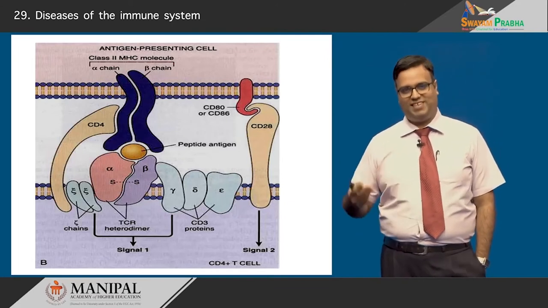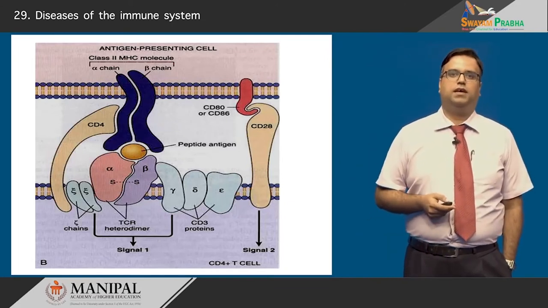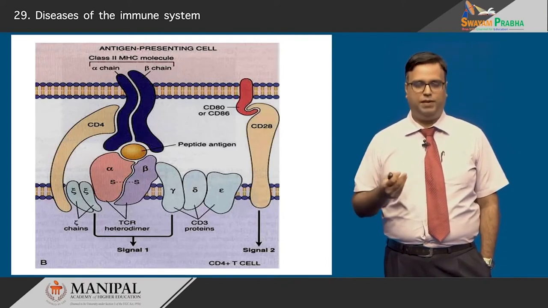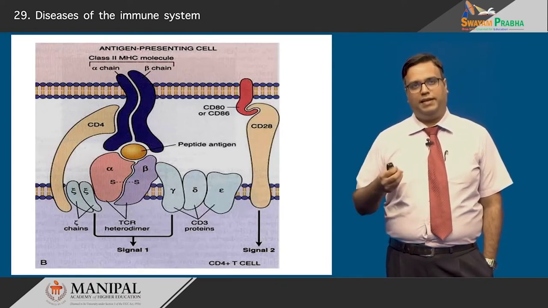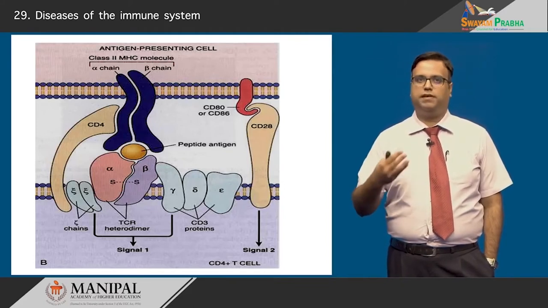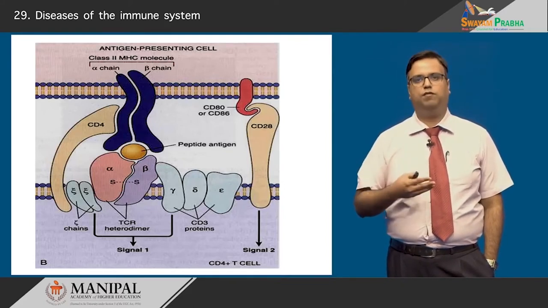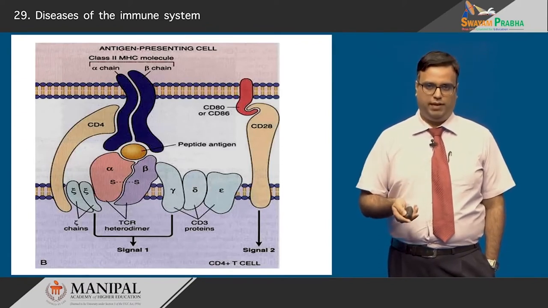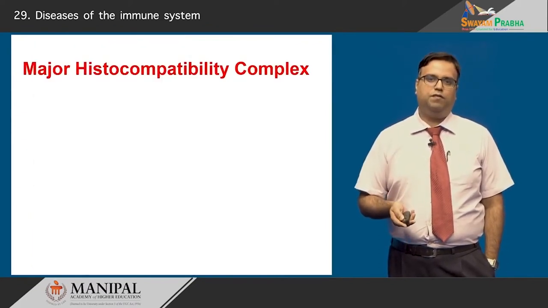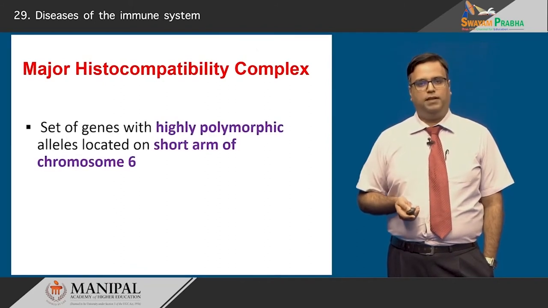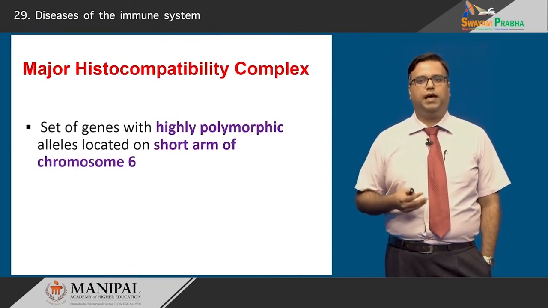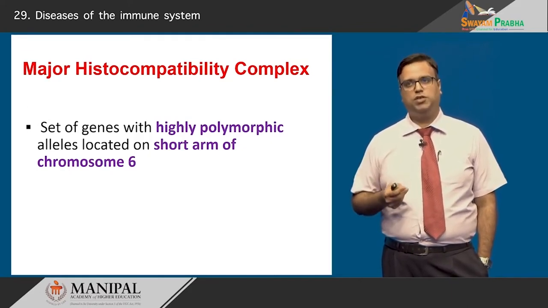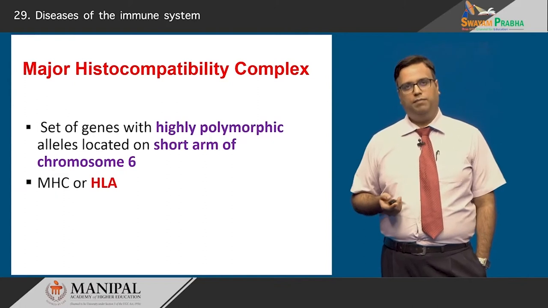These antigen presenting cells have on their surface molecules called major histocompatibility complex, or HLA complexes, and they present the antigens in a form which is best recognized by T cells with a CD4 or 8. Just to digress at this point, we'll come back to this image in a couple of slides. A little bit about MHC molecules, what are they? They are nothing but a set of genes with highly polymorphic alleles, located on chromosome 6 on the short arm.